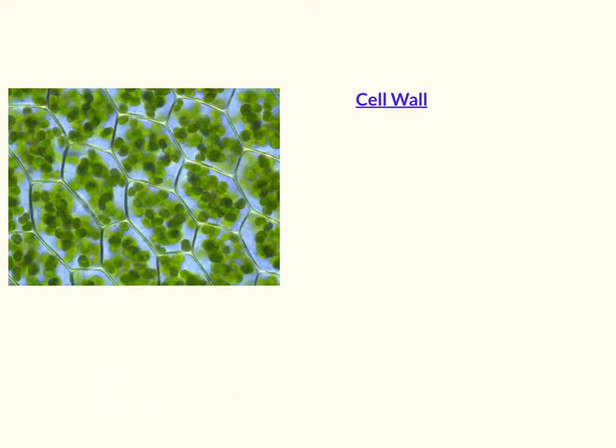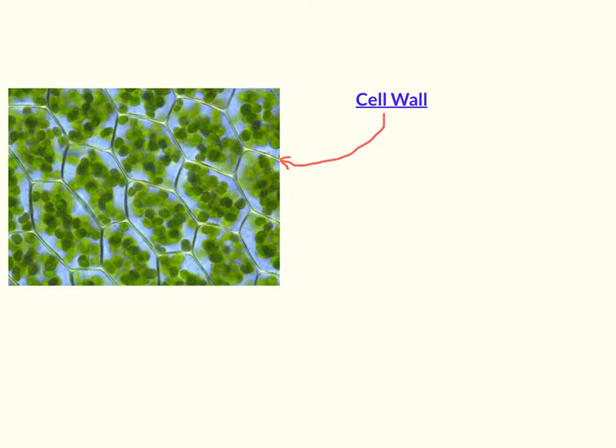Plants are also noted for their cell walls that lie just outside the plasma membrane. Bacteria, fungi, and some protists also have cell walls. The cell wall protects and supports the cell. Cell wall composition varies depending on the type of cell. For plant cells, it is mostly composed of cellulose and lignin fibers.